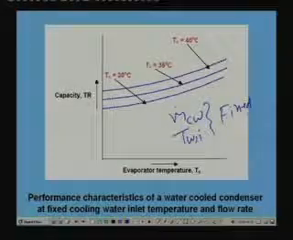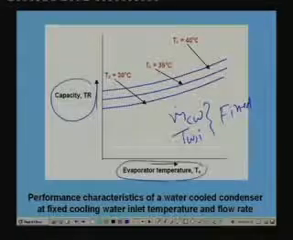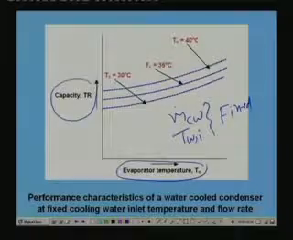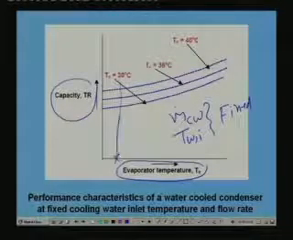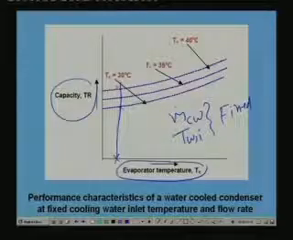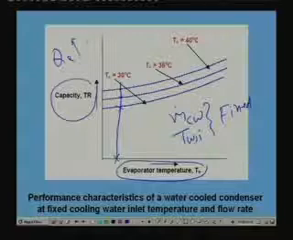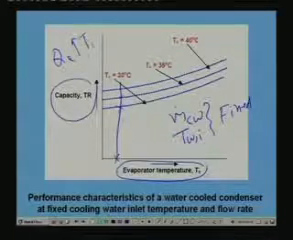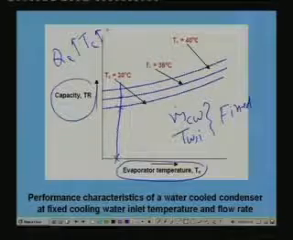Okay, and here we plot refrigeration capacity in terms of evaporator temperature. One thing you can notice here is that at a given evaporator temperature, as the condenser temperature increases, the capacity increases. That means QE is increasing as TC is increasing. Why, as TC increases, does QE increase?